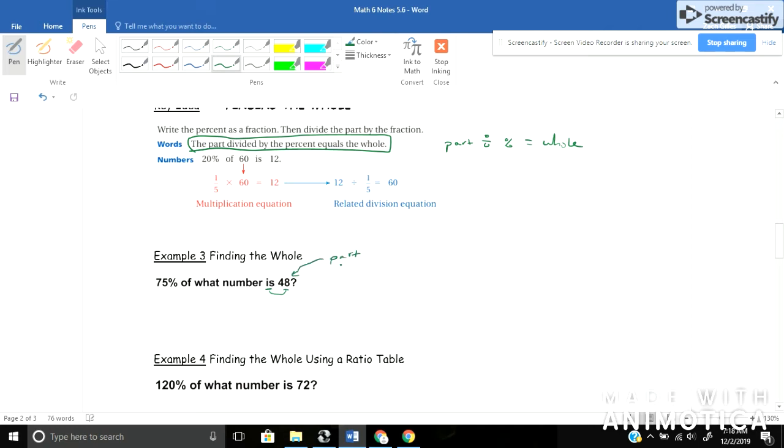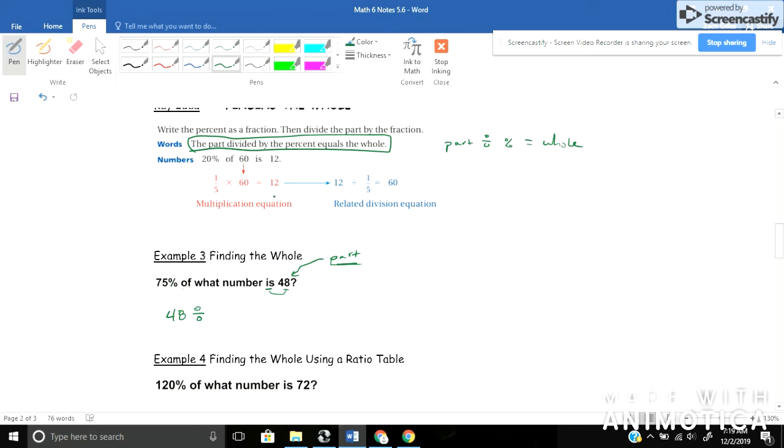Okay, so if the word "is" comes before this number, that's giving you a big hint that that's the part. Remember, "of" did the opposite thing. So "of" told you the whole. Well, of what number, we don't know what our whole is. That's what we're trying to find. So again, take my part, which is 48, and divide it by my percent, 75%.